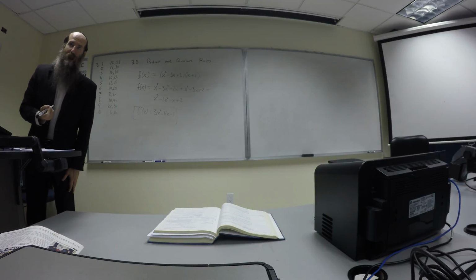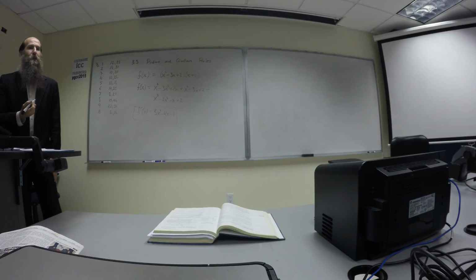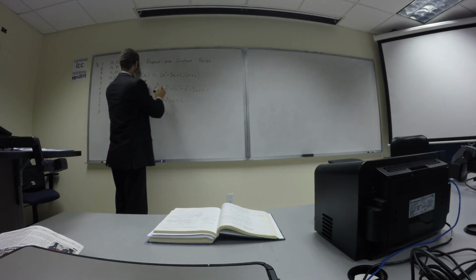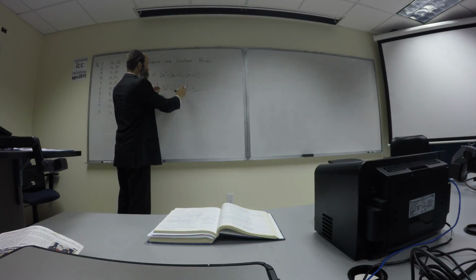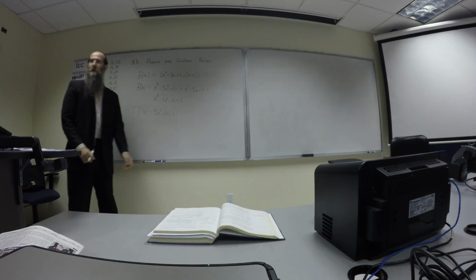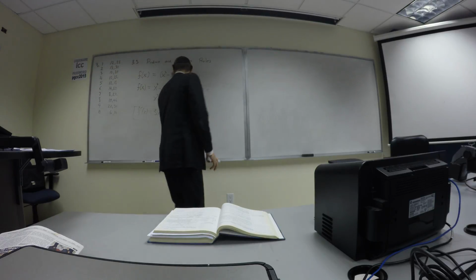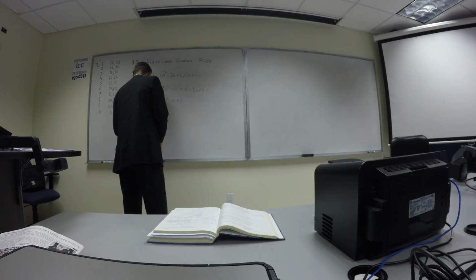We would like to bypass having to multiply out every single polynomial on the face of the planet before we can take the derivative. So we're going to come up with a rule that will allow us to take the derivative of a product without expanding it first. And so too for quotients.